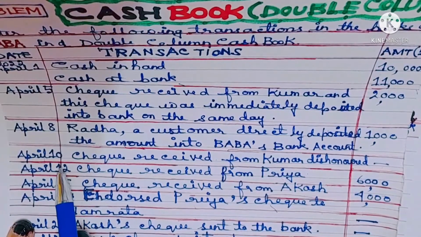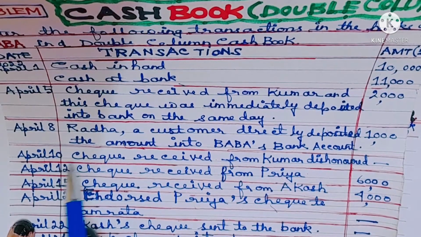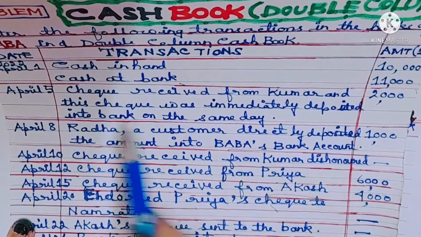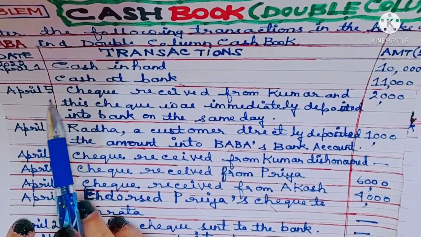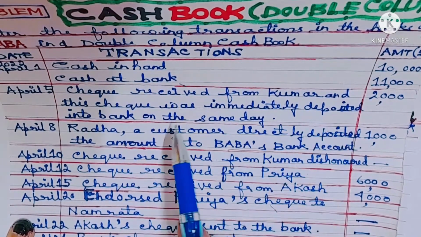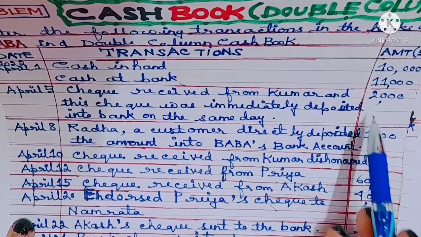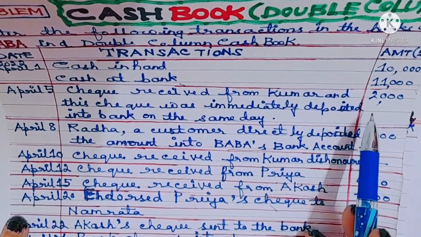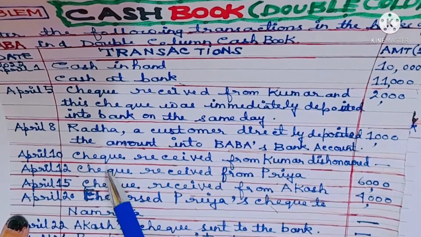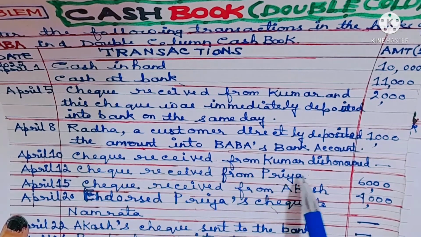The next transaction is on 10th April, check received from Kumar dishonored. What was the amount? See, on 5th April, check received from Kumar and this check was immediately deposited into bank on the same day, 2000. Journal entry was bank account to Kumar account. But here, on 10th April, check received from Kumar dishonored.